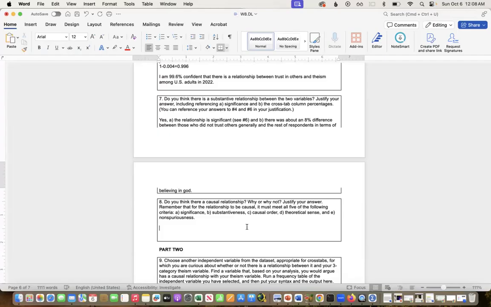But maybe if we think about this from a theoretical perspective, what might be going on here? It might be that people who are trusting other people don't feel a need to turn to God, and people who are not as trusting feel like they need something else to trust. So that could be the theoretical order, and that would make the causal order correct as well. The causal order is asking, is it that belief in God is influencing whether you trust other people, or is it that trusting other people influences your belief in God?